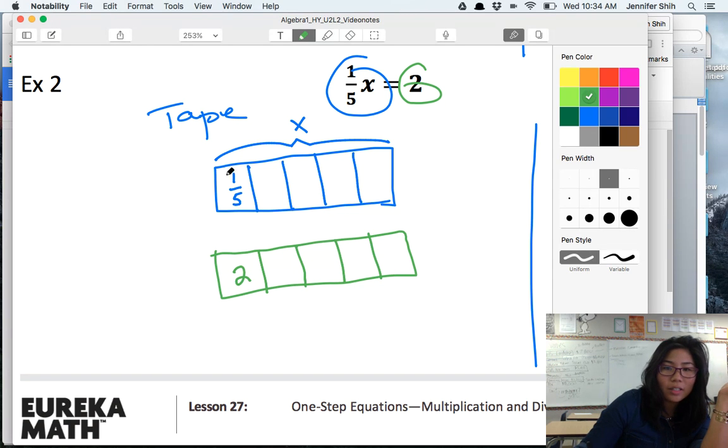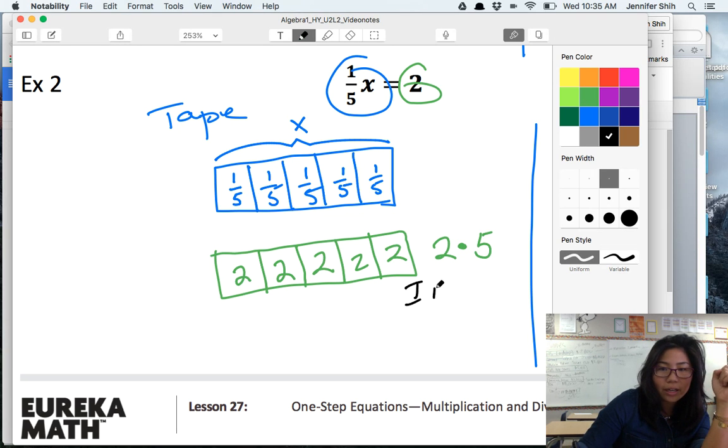So what is x going to equal? Well, you fill in a 2 for every 1/5. So if this is 1/5, this is 2. If this is 1/5, this is 2. So what is this value of x? Because if 1/5 is equal to 2, how many of these 2's are here? Well, 2 times 5.